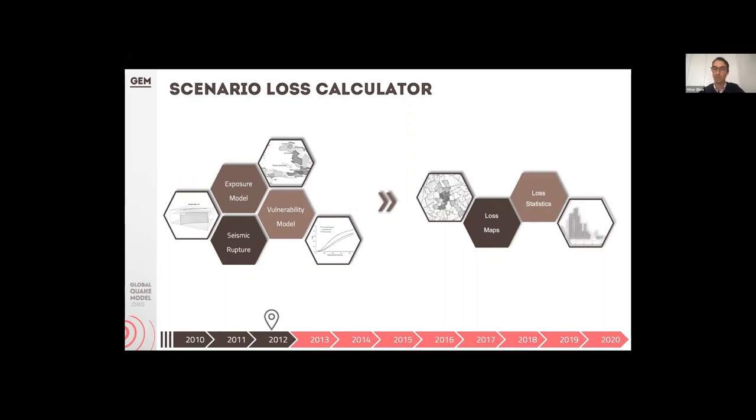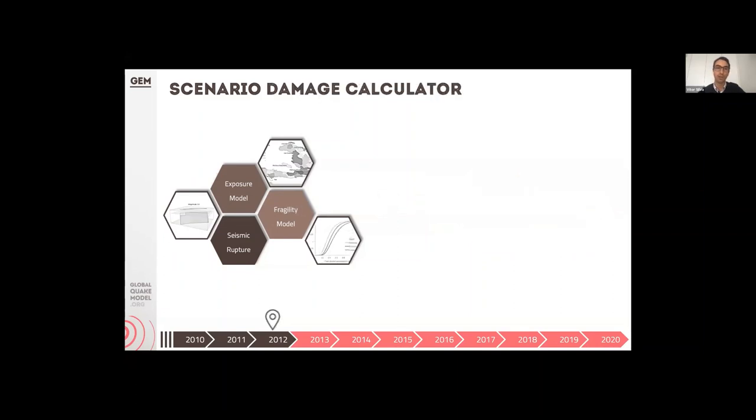The loss maps contain the mean losses in the affected region and loss statistics, like for example, the mean and the standard deviation of the total losses or for subsets of the exposure model. We then expanded this a little bit more.